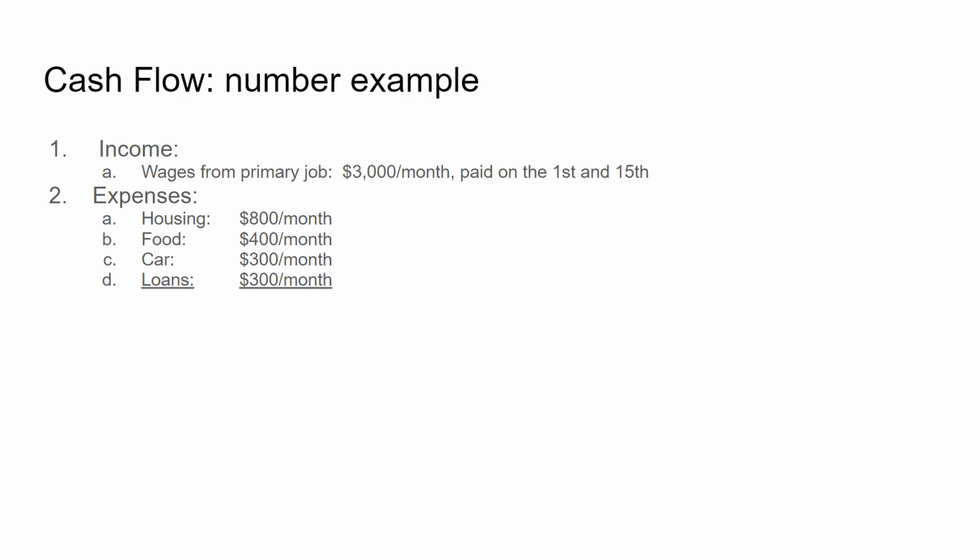So I have outstanding balances on my credit cards, and those minimum monthly payments total 300 a month. That's what that 300 is. Add them all up, 1,800 a month in expenses. All right, now we have a cash flow: income of 3,000 minus expenses of 1,800. That means we have $1,200 a month in free cash flow. That's money that we can do anything we want with.